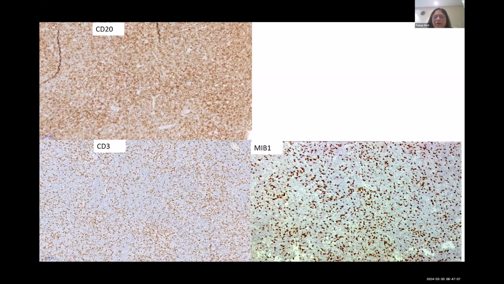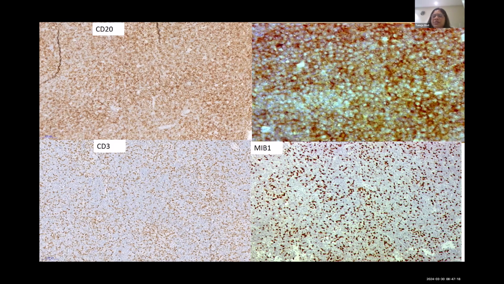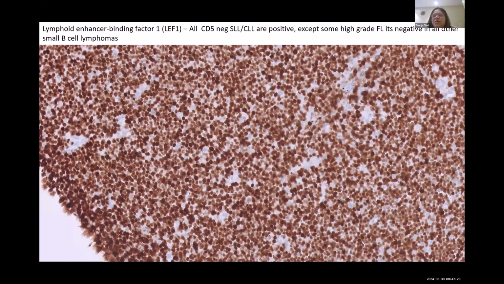Now, one interesting point is that the MIB1 is seen quite frequently high in CLL, SLL, and those are the growth centers which are rich in prolymphocytes. Doesn't mean anything. And that's CD23, which is positive, and that's a small lymphocytic lymphoma. We use what we call LEF1, or lymphoid enhancing factor, very liberally because all CLLs are positive. So to me, this is a very good go-to marker. Except some follicular lymphoma, all other low-grade lymphomas are negative. So we finished just the small B cell part of the story.